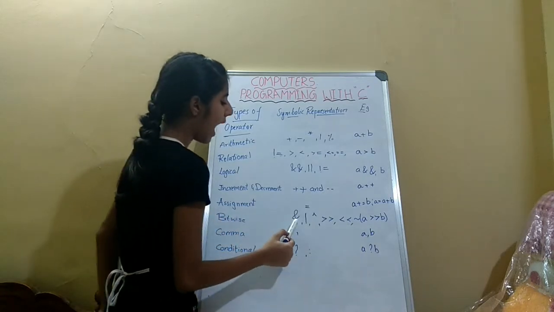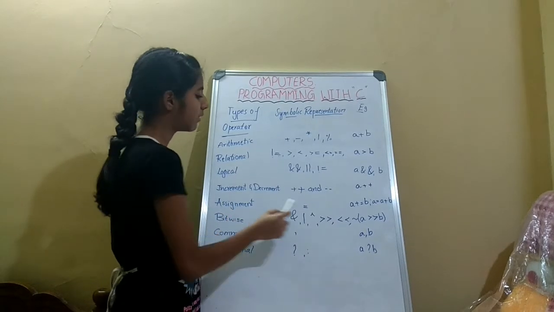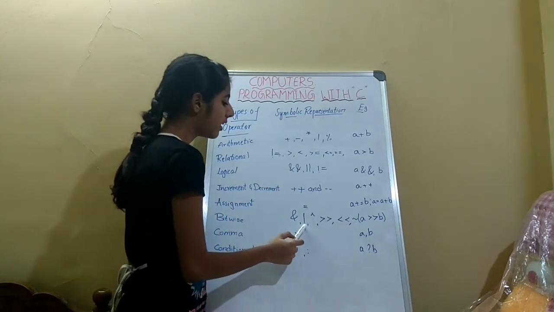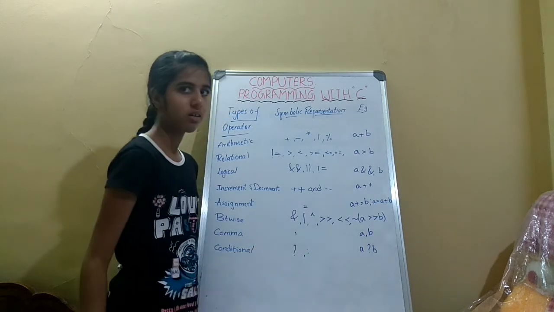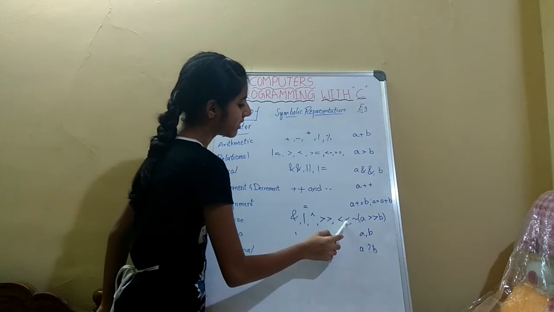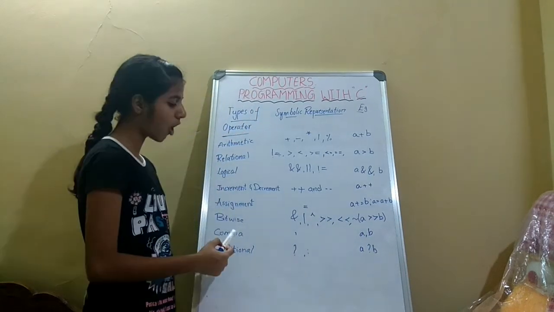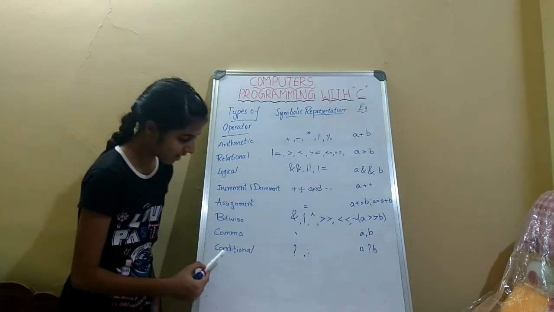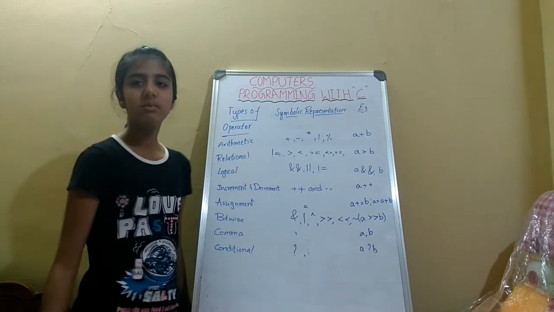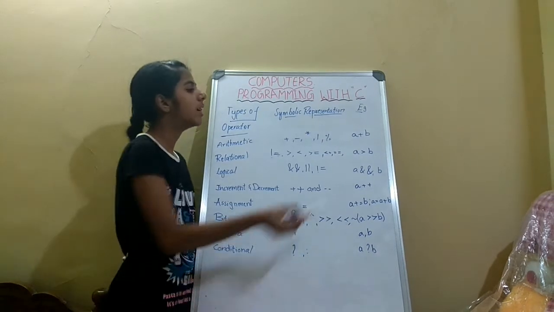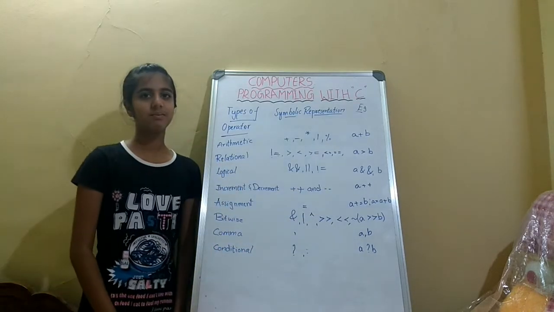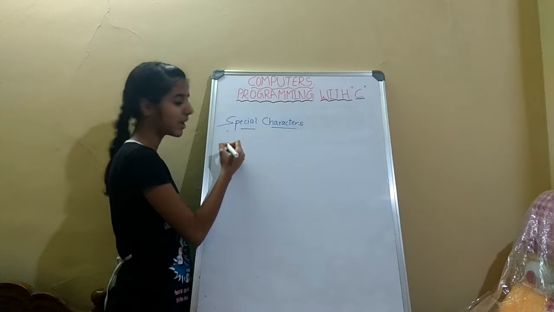Assignment: is equal to. Bitwise: ampersand, slash, exponent, greater than, lesser than. Comma. Conditional: question mark. Semicolon. So these are the examples of operators. Hope you all are noting.